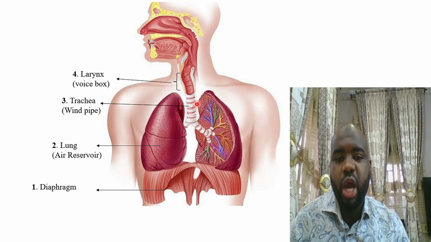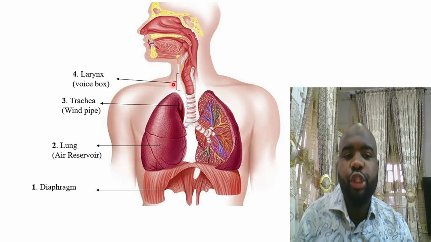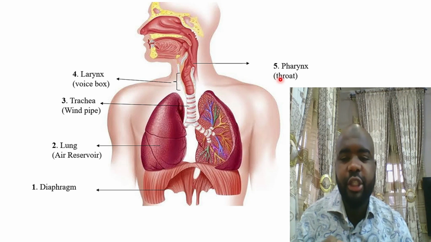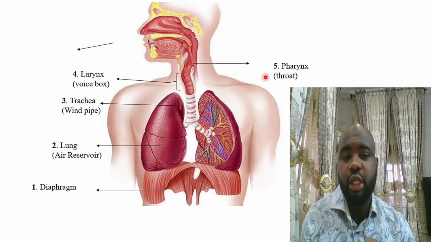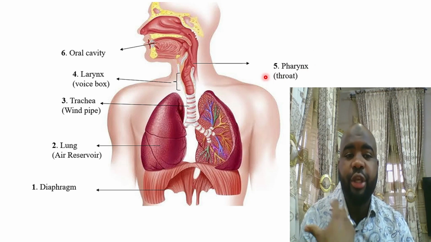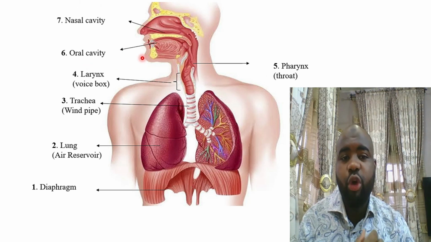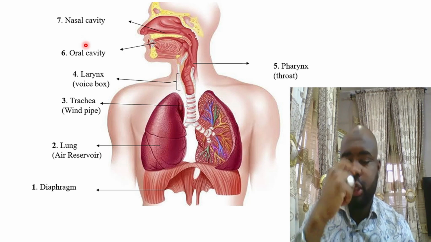And then we have the larynx, which is the voice box. And we have the pharynx, which is the throat, included in it. And then we have the oral cavity, which is the mouth. And then we have the nasal cavity, which is the nose.